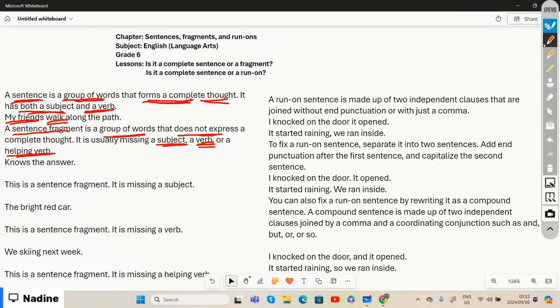And if we look at an example of a sentence fragment, we're going to show an example where it is missing a subject, where it's missing a verb, as well as where it is missing a helping verb.